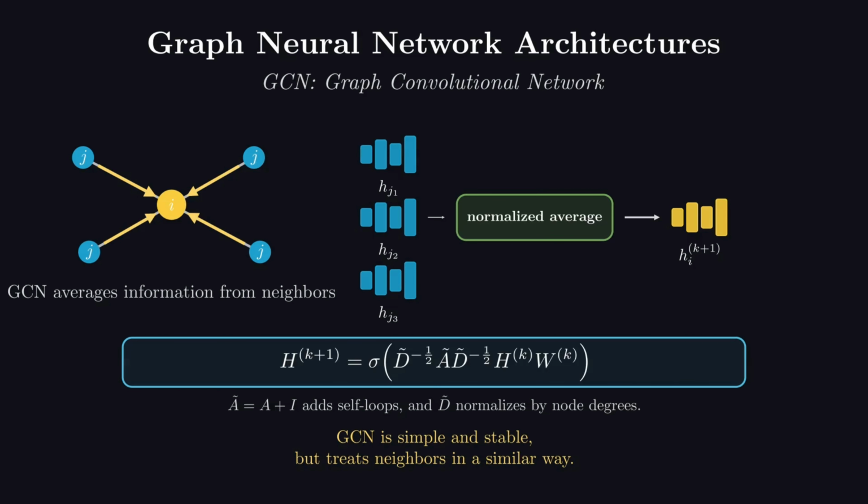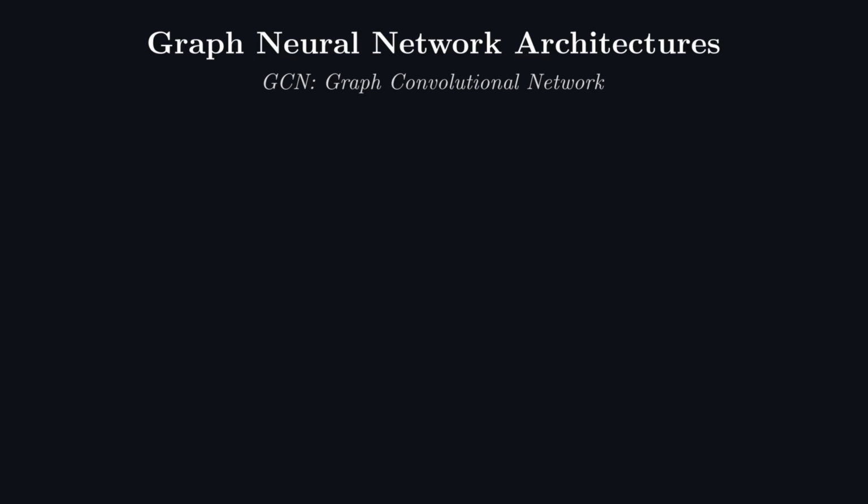So the intuition is simple. GCN lets each node update itself by taking a stable, normalized mixture of its own features and its neighbors' features. This makes GCN simple, efficient, and stable. But because the aggregation is mostly averaging, it treats neighbors in a very similar way.